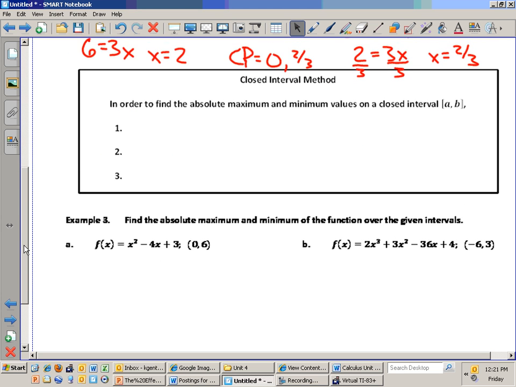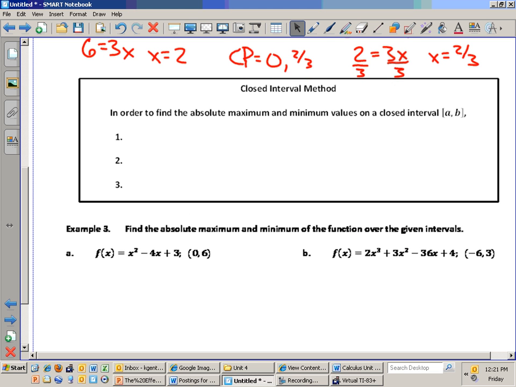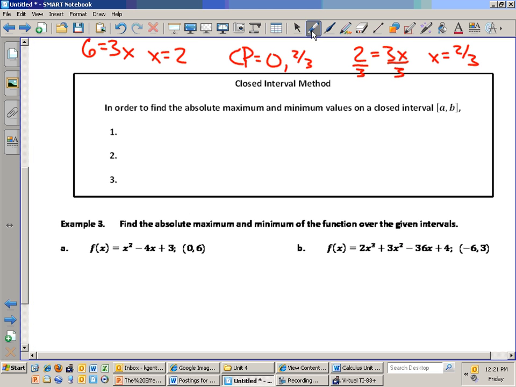So one more piece here, closed interval method. Here's what we want to do. In order to find absolute min and max on a closed interval, first of all, we find where f prime of c is equal to 0.